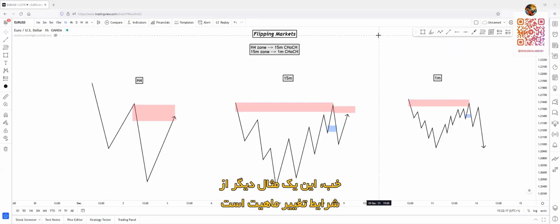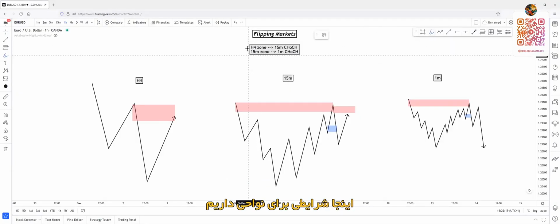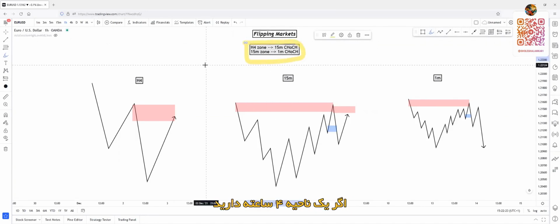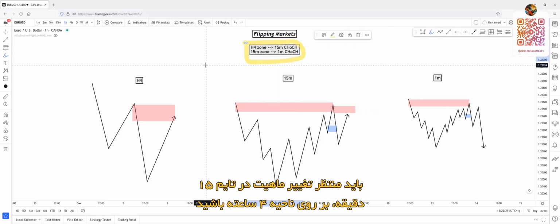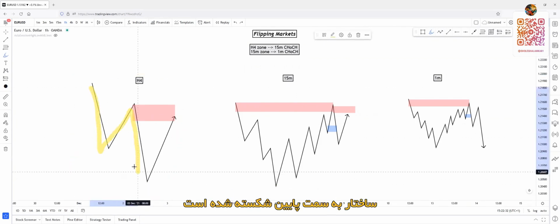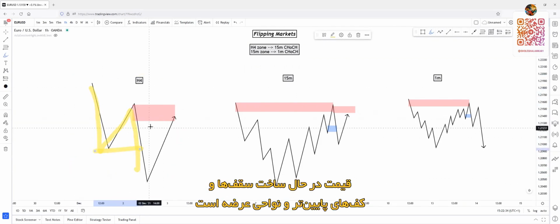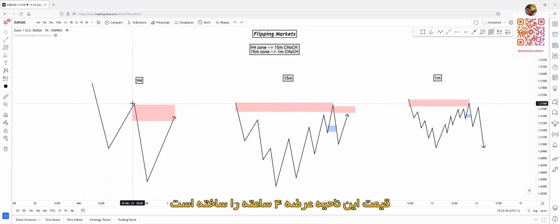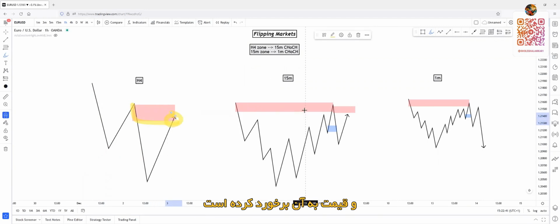Okay, let's see a complete example. So we have a criteria for the zones here. If you see a 4-hour zone, you will have to wait for a 15-minute change of character inside of the 4-hour zone. So as you can see, we have this 4-hour structure here, breaking structures to the downside, creating a series of lower lows and lower highs, and creating supply zones. Price created this 4-hour supply zone, and price just tapped into this zone.